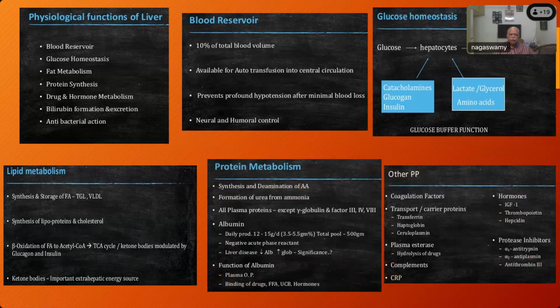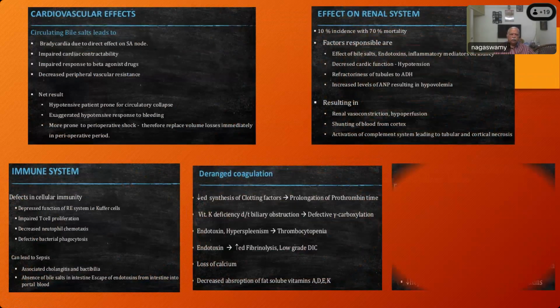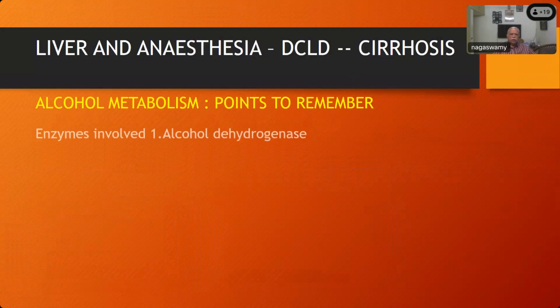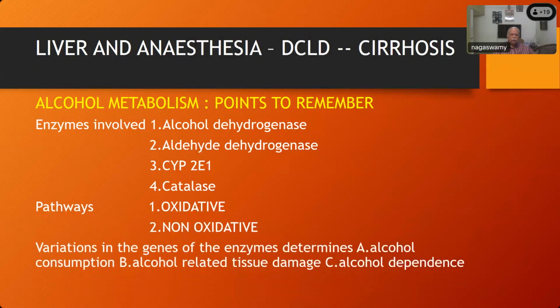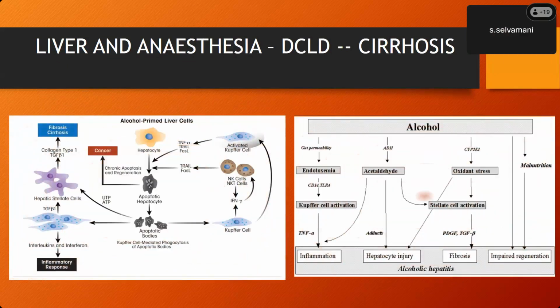And of course, these are all various metabolic functions. Then the cardiovascular effects, then the coagulation, endotoxemia, and the alcohol metabolism. These are all the enzymes that are used, and this is the method by which alcohol affects the liver and causes the inflammatory response and leads to first inflammation, hepatocyte injury, fibrosis, and impairs the regeneration also.